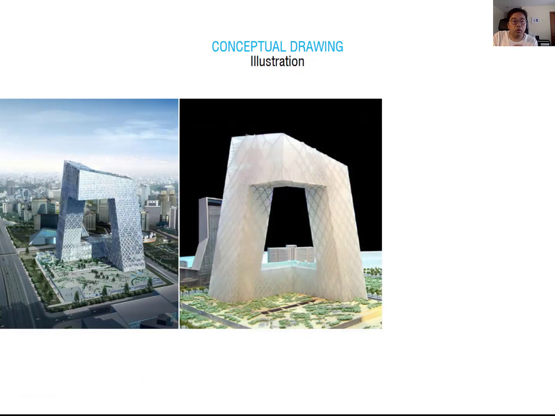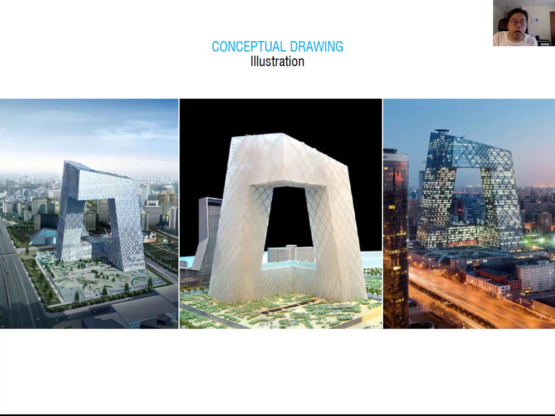So after this, you have to provide the rendering and the physical model to communicate with the client. The client understands much better through this rendering image and this physical model image. So after they confirm the design, you start the design development phase. The design development phase has to realize the rendering image in the real world and document every single detail. After that, you can make and construct the actual project on the site.